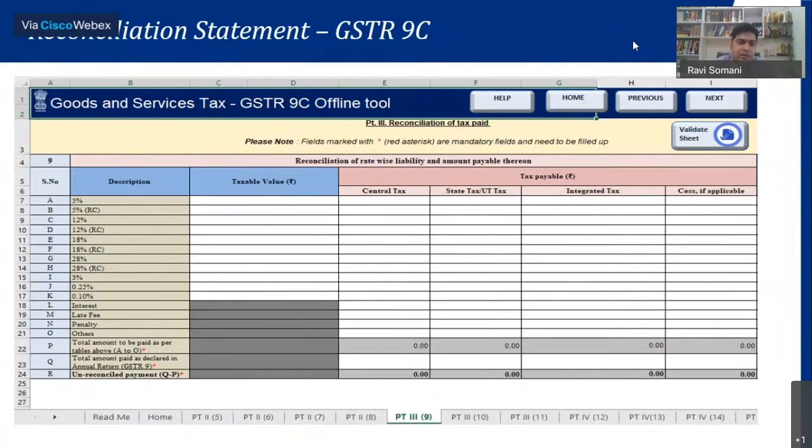This is a rate-wise breakup. If you ask me, it is one of the most complicated tables in the entire form. But yes, here we need to disclose the taxable value, which should be as per the proper auditor's assessment, and the proper taxes which need to be paid.